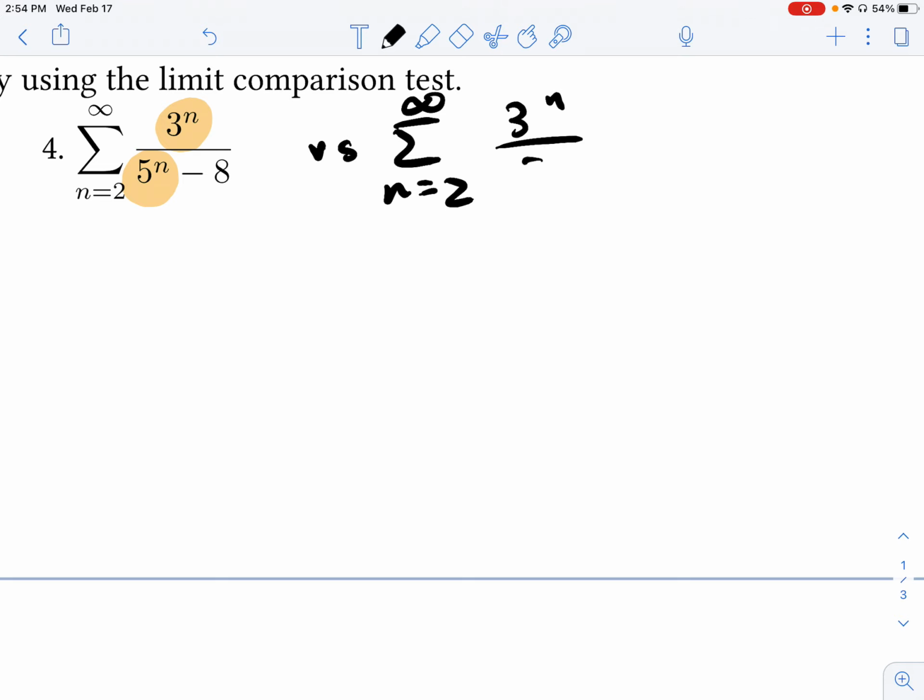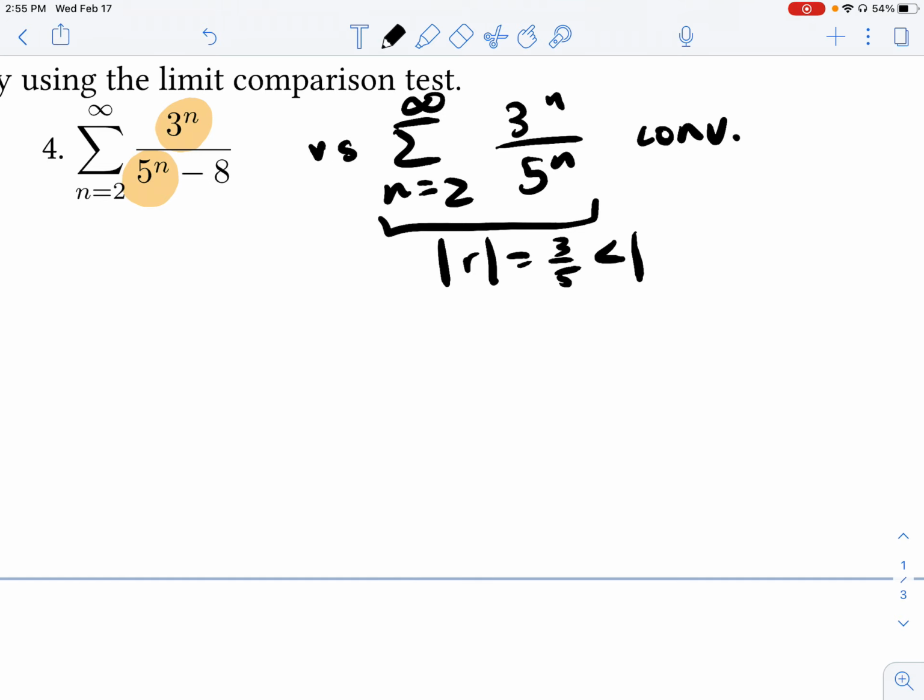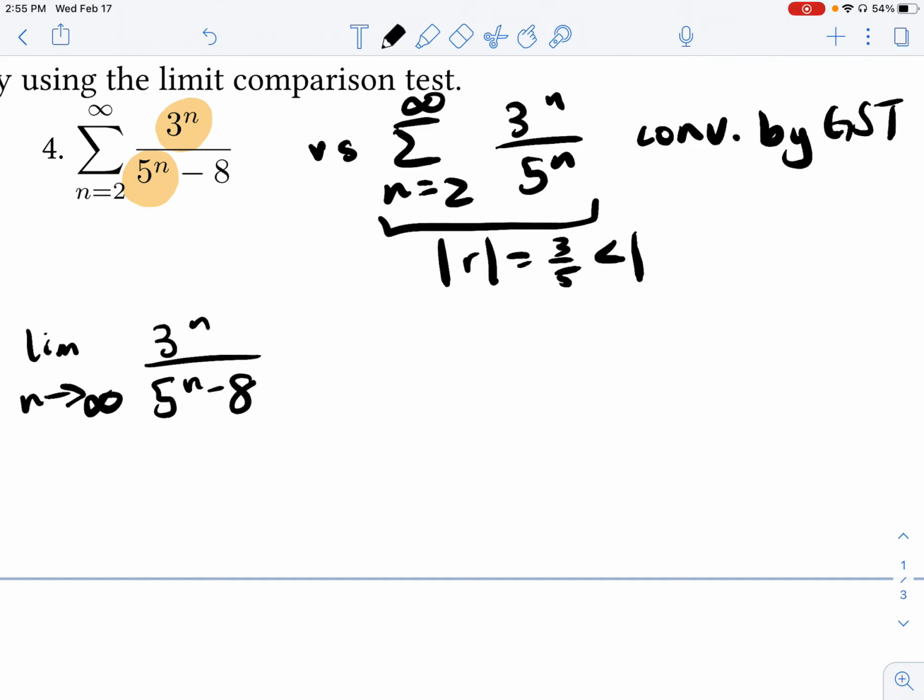3 to the n over 5 to the n, which I know here that my ratio is equal to 3/5, which is less than 1. So this series here converges by the geometric series test. Well, now it's time for us to do the limit comparison test. So as n approaches infinity, I'm going to write 3 to the n over 5 to the n minus 8, divided by the reciprocal of this, which means I'm going to multiply it by 5 to the n over 3 to the n, which then I can rewrite as the following.